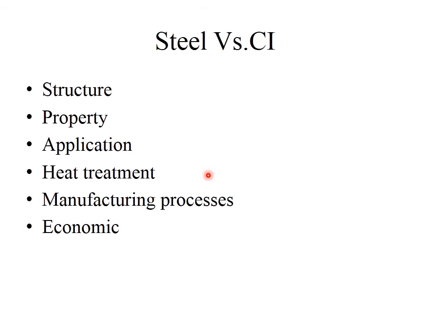So whether all steels are heat treatable or whether all cast irons are heat treatable, if they are heat treatable, then what kind of enhancement in the properties we can get, right? So also you should compare based on the heat treatment. Which heat treatment is suitable? Tempering, annealing, normalizing. What kind of heat treatment is applicable in case of steel and cast iron? So that is another aspect for comparison.